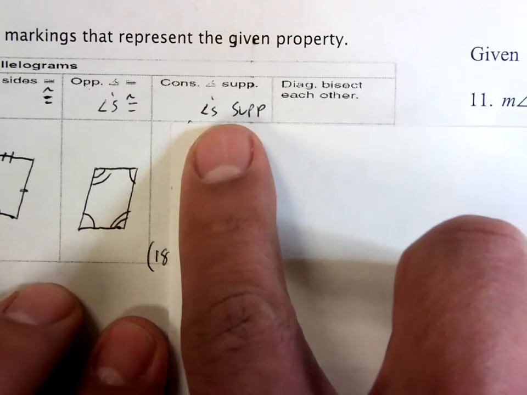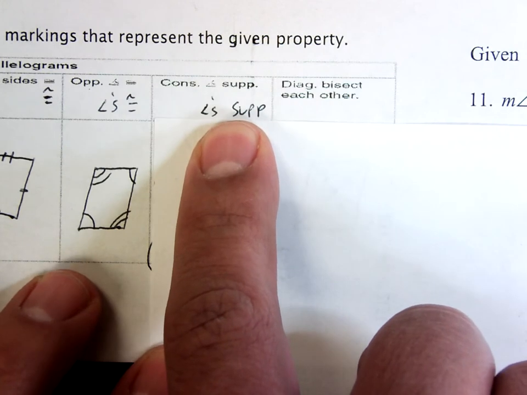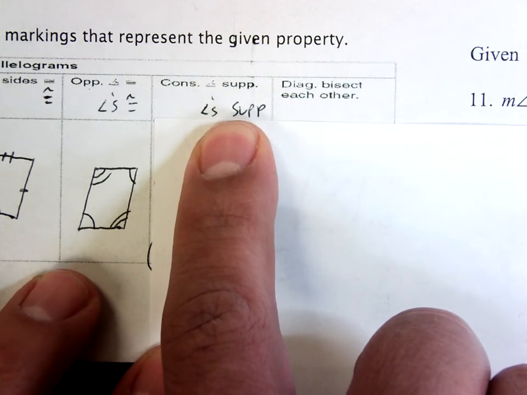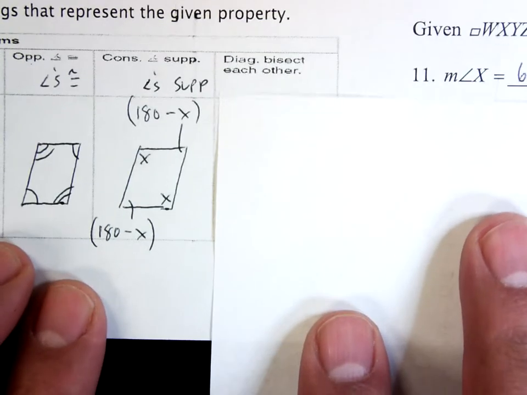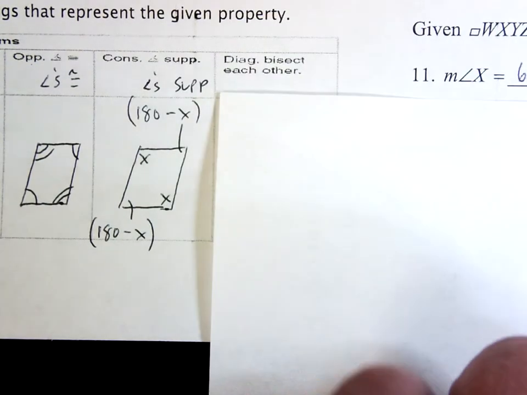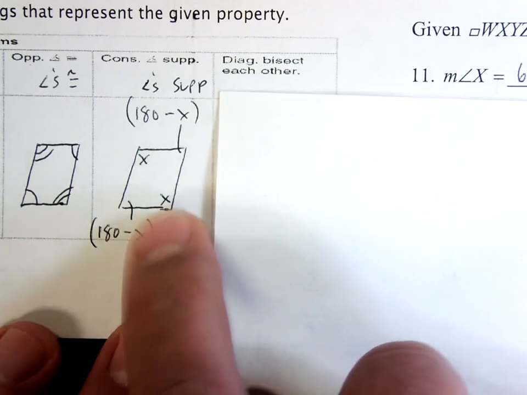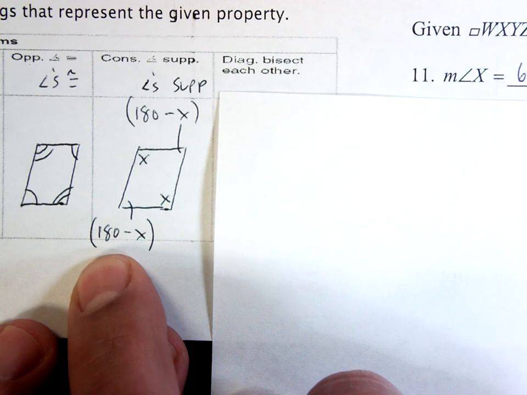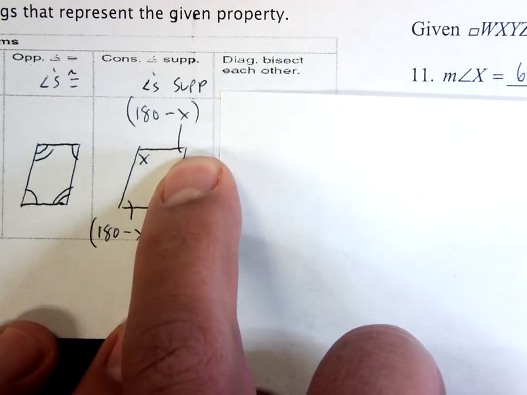Okay? Consecutive angles are supplementary. So what would that look like? What would that picture look like? It would look something like this. Same parallelogram. So if I call this angle X and this angle X, then this angle must be 180 minus X, and this angle must be 180 minus X.